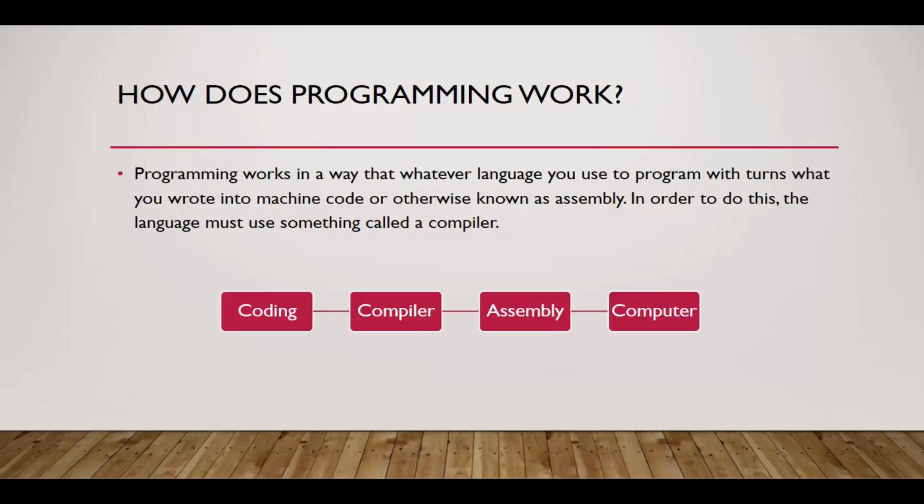Now, how exactly does programming work? Whatever language you use has something called a compiler. The compiler is built in a way that it turns what you wrote into machine code or assembly. And then this assembly actually talks to the computer. So when you write a program, you're actually talking to a translator, which is the compiler, and the compiler is talking to the actual computer. That's how I like to think about it.